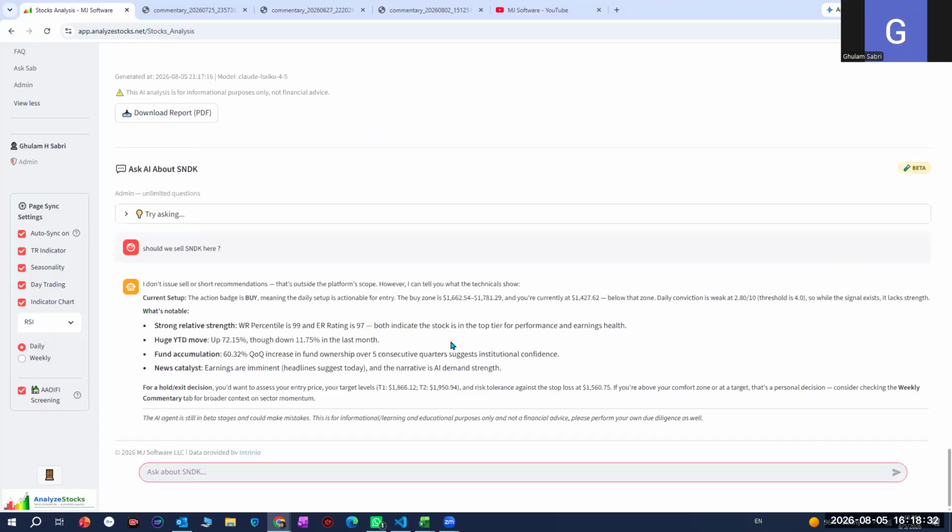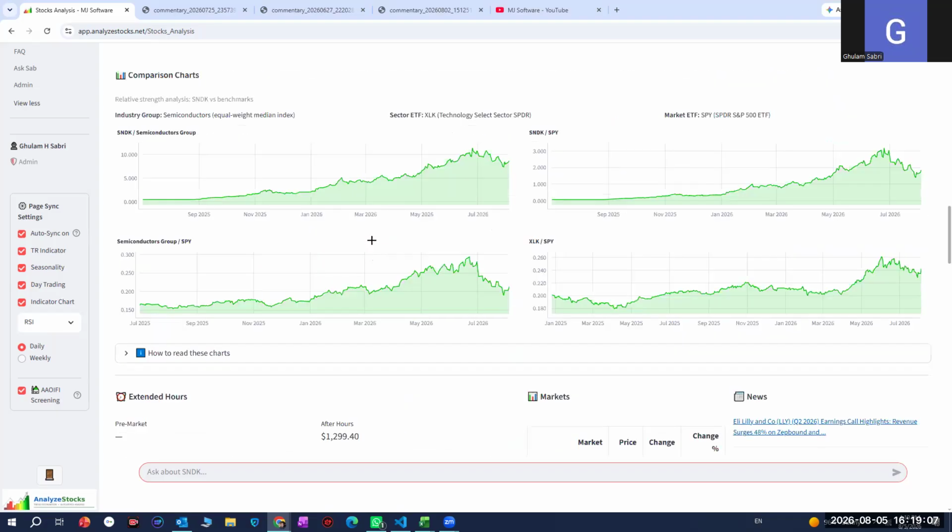However, because that's more like financial advice, I can tell you what the technicals show. Currently it says the action value is buy, meaning the daily setup is actionable for entry. And this should be your buy zone. So we are below that buy zone. We are currently at this level, below that zone. So daily conviction is weak at 2.8. The threshold is 4. Normally we do not buy below 4, but the signal exists. It lacks strength. These are notable things and these are not. Okay? So this is how the Claude AI engine can help you.